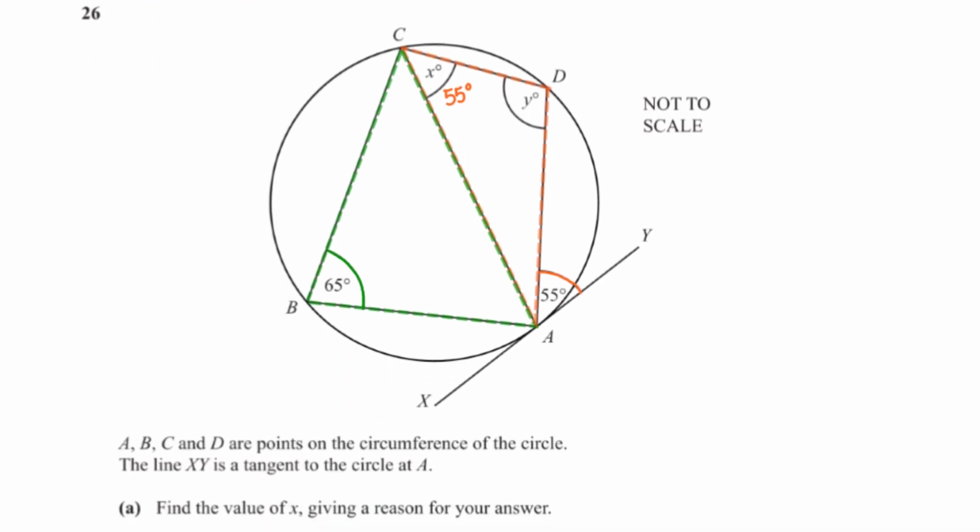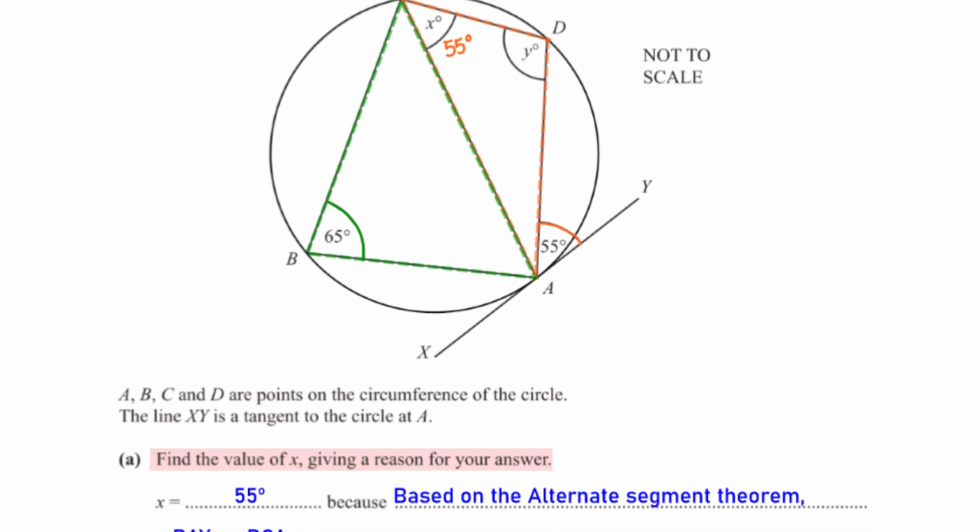A, B, C, and D are points on the circumference of the circle. The line XY is a tangent to the circle at A. Find the value of x, giving a reason for your answer. Based on the alternate segment theorem, angle DAY, which is 55 degrees, should be equal to angle DCA, which is x, and so x equals 55 degrees.